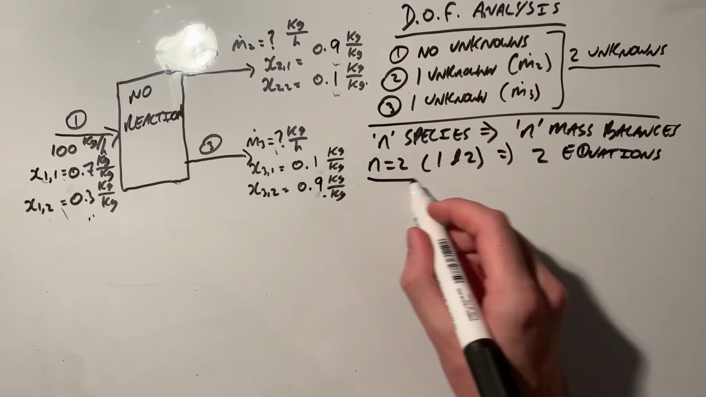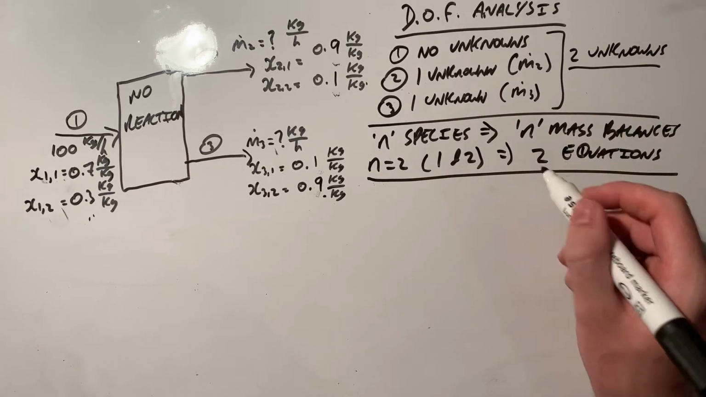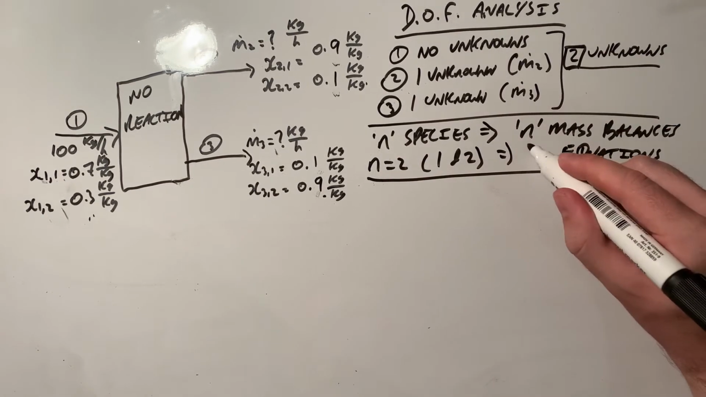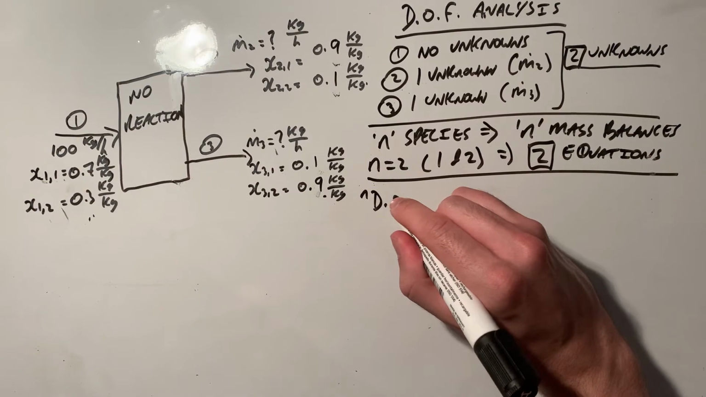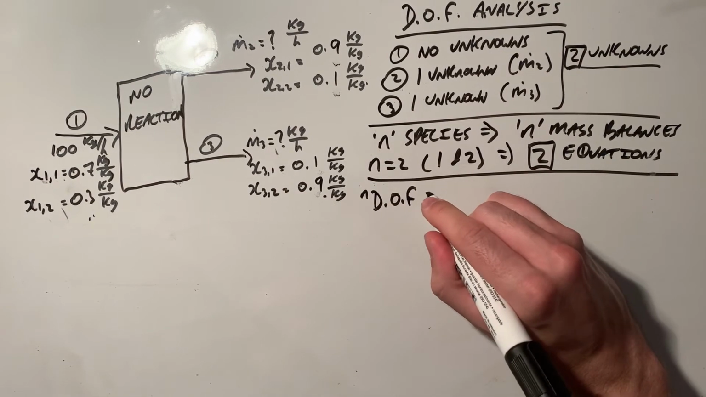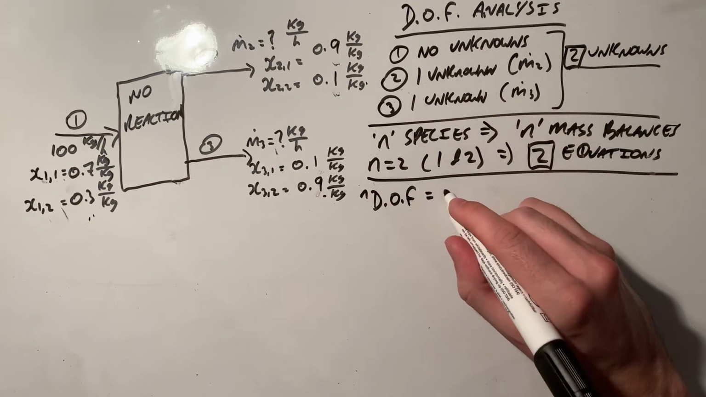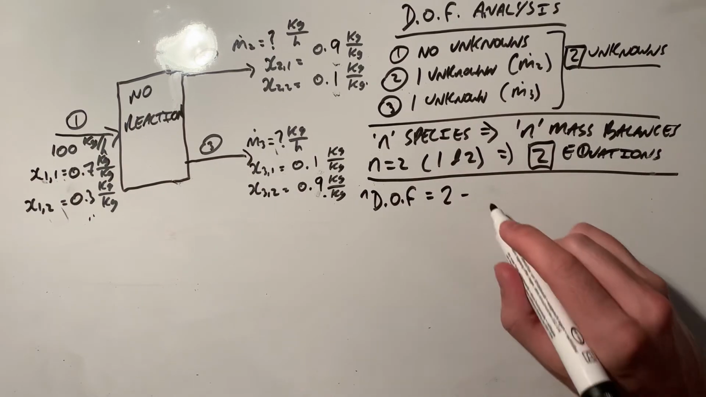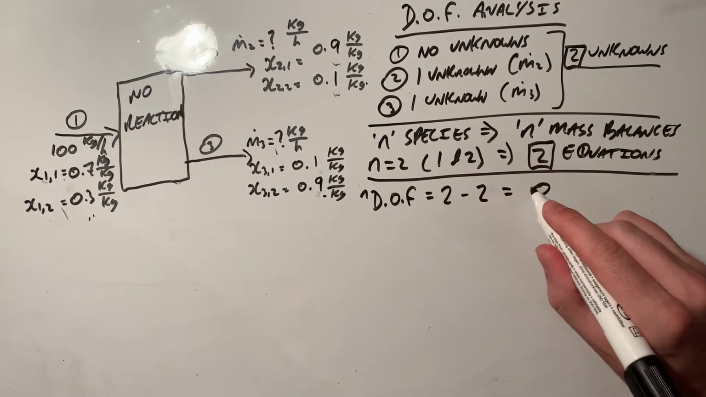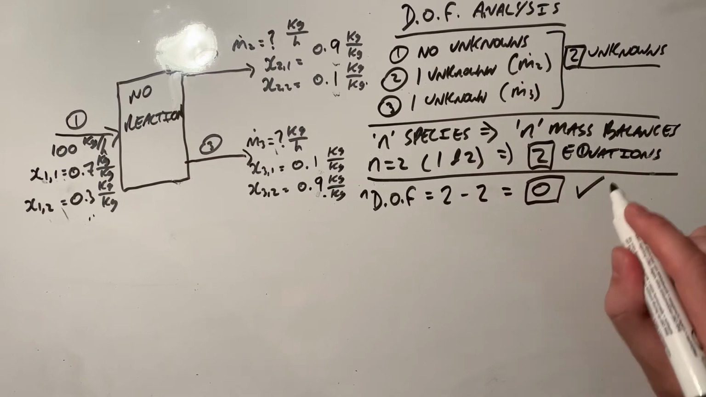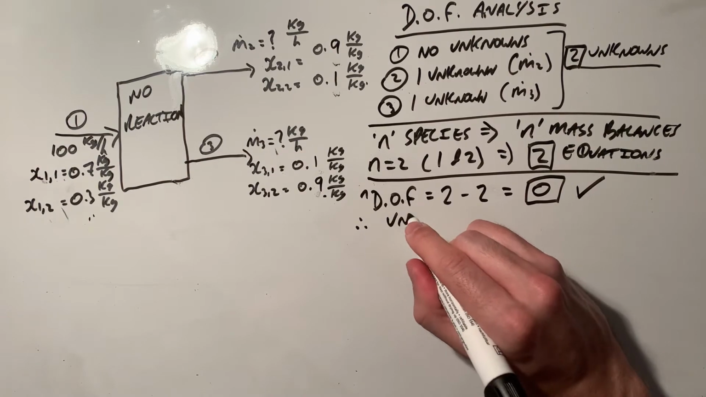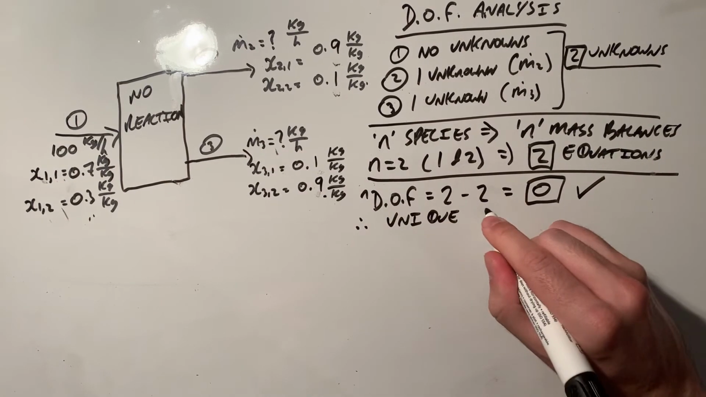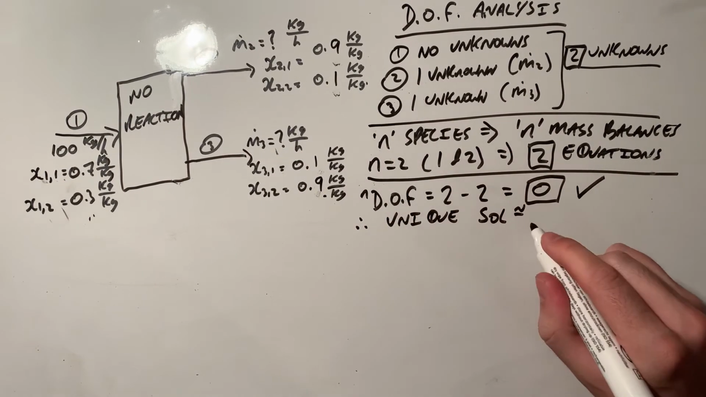So now, finally, now that we know our unknowns and our equations, again, 2 unknowns and 2 equations, let us calculate and confirm we have 0 degrees of freedom. So our number of degrees of freedom is the number of unknowns, 2, minus the number of equations, 2, which is indeed, at least hopefully, 0. So a degree of freedom of 0 means that we have a unique solution, or a unique solution is possible.